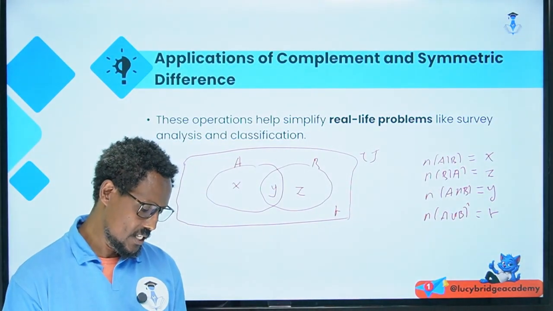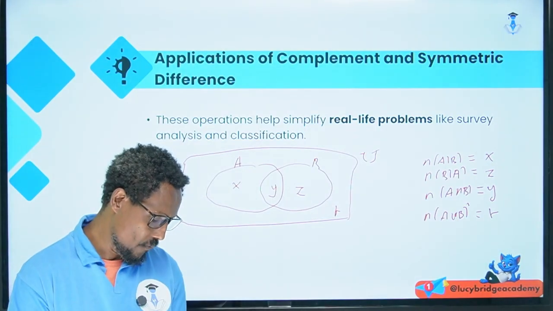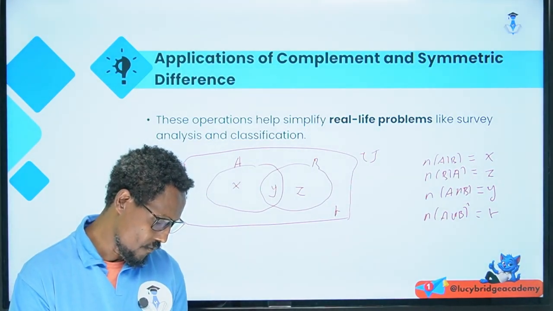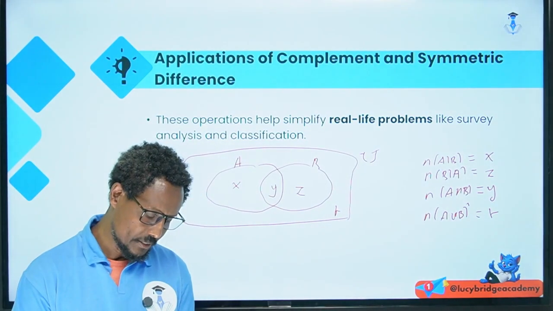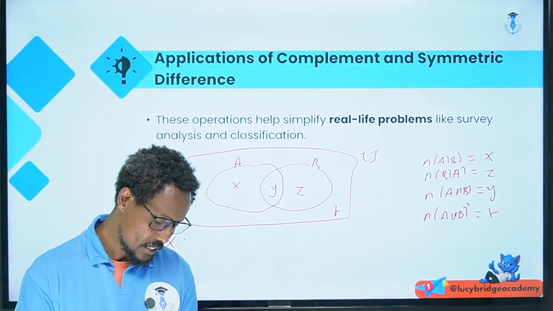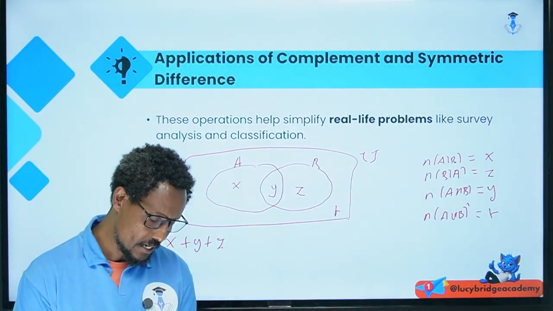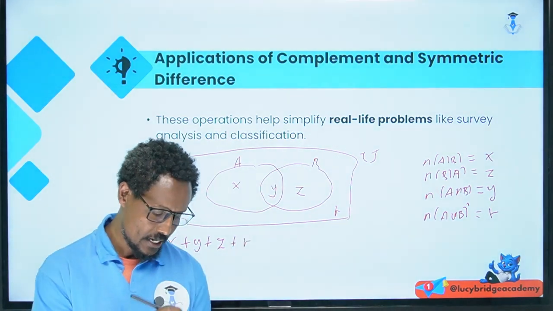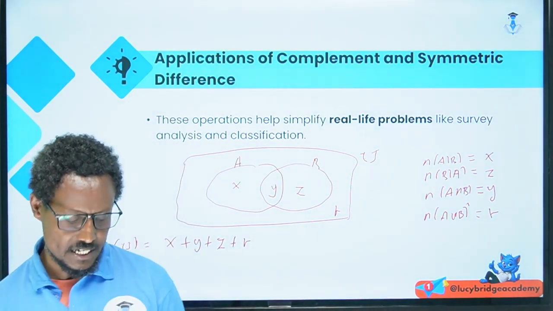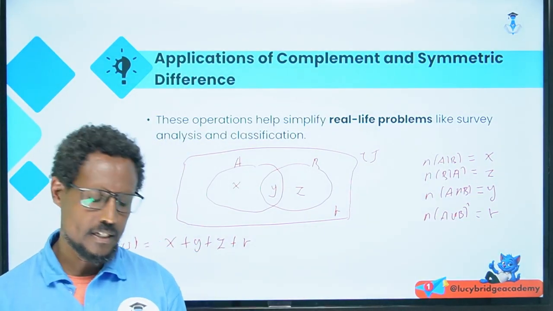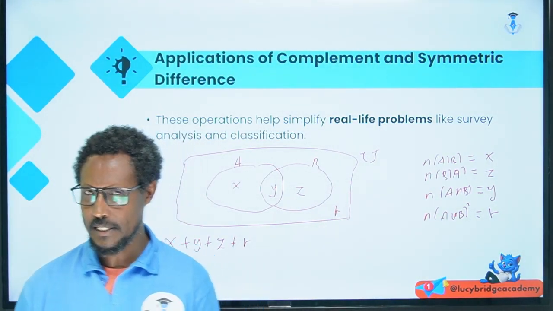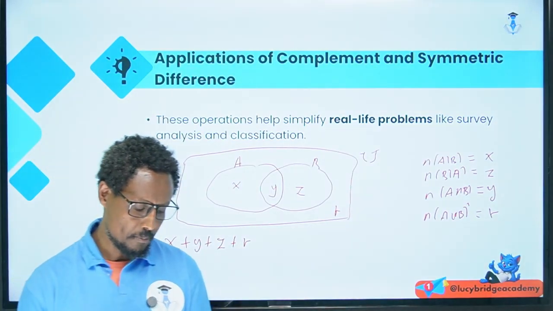Okay, so in this case, the number of the universal set, all elements, gives us what? X plus Y plus Z plus R. X plus Y plus Z plus R gives us the whole set. That means the universal set. The number of the universal set is X plus Y plus Z plus R.